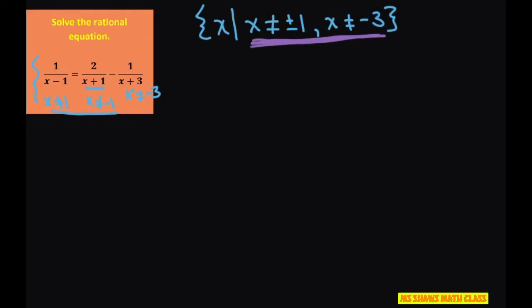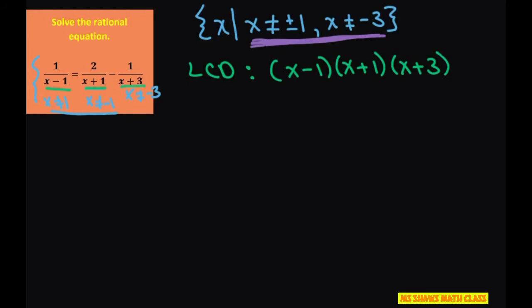The next step is to find your least common denominator, because we're going to clear the fractions. And since all of these are different, you have to take all three of these. So just take them all three. And that's your LCD, least common denominator. Now I'm going to write out my equation. Leave some space here. And then we have 1 divided by x plus 3.